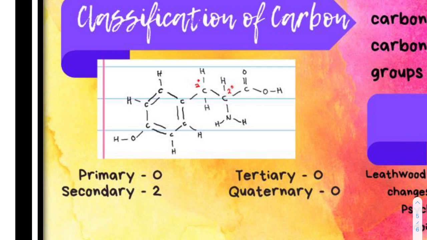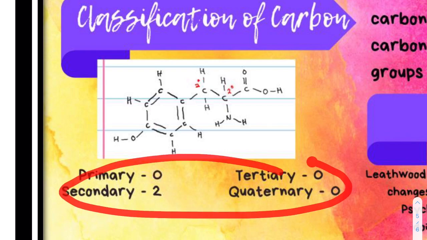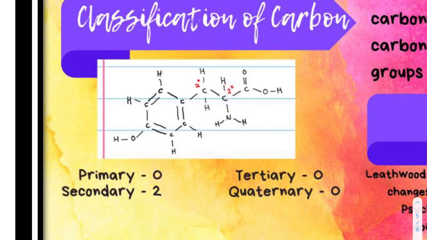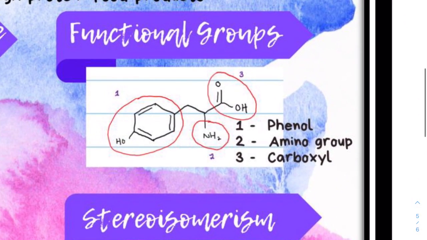Okay, so for the classification of carbon itself, write down lah the primary, secondary, tertiary, quaternary. Even though for this example itself kan, it does not have any primary, tertiary, quaternary, but if you do not have any, just write down 0 lah. But you have to include all these 4. Okay, so that's for the classification. Next is actually for the functional group.